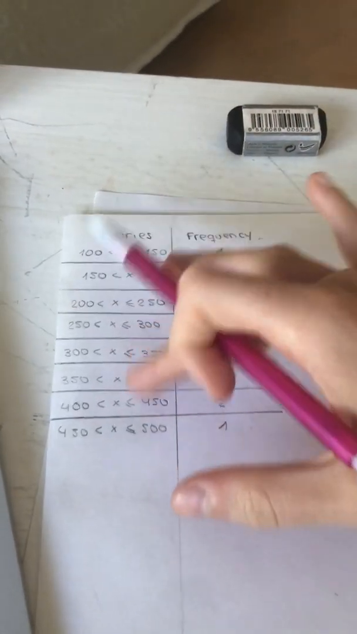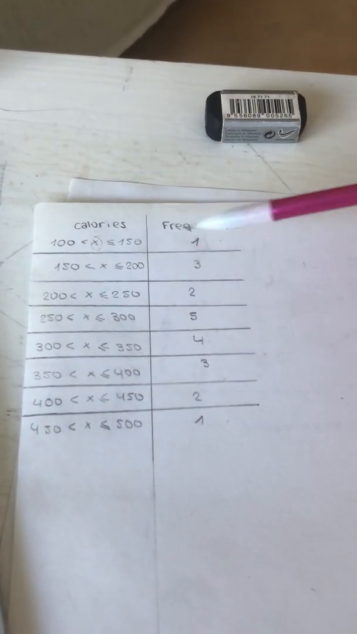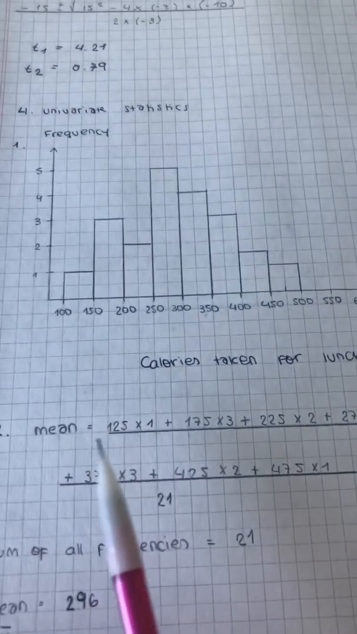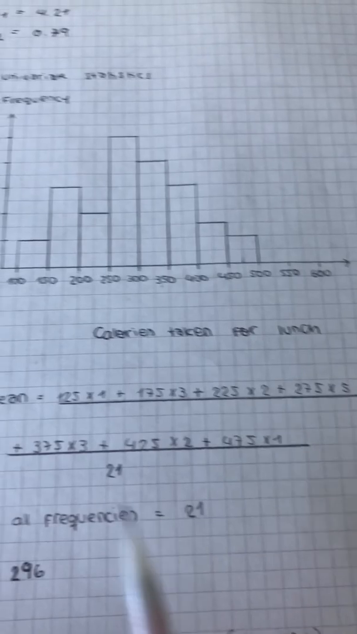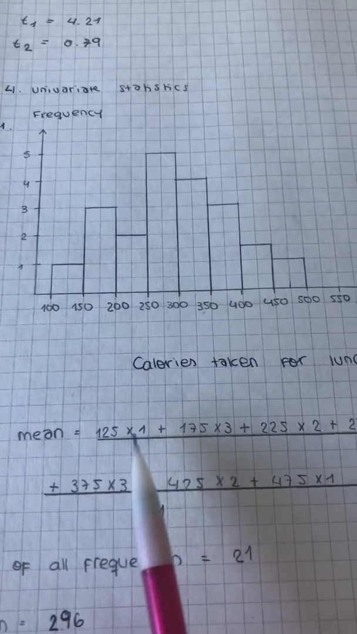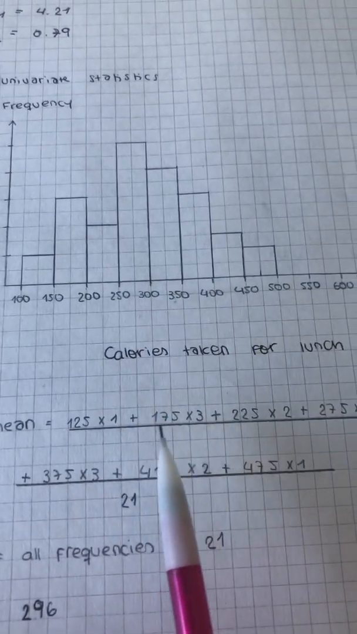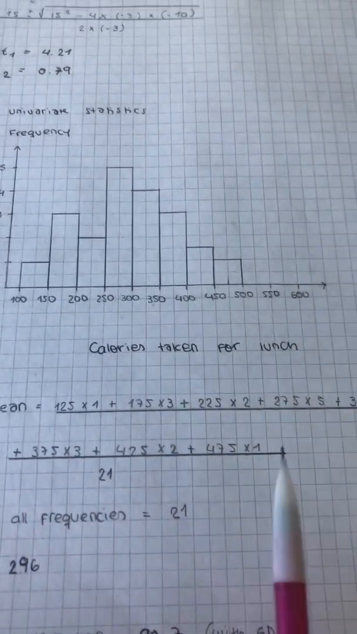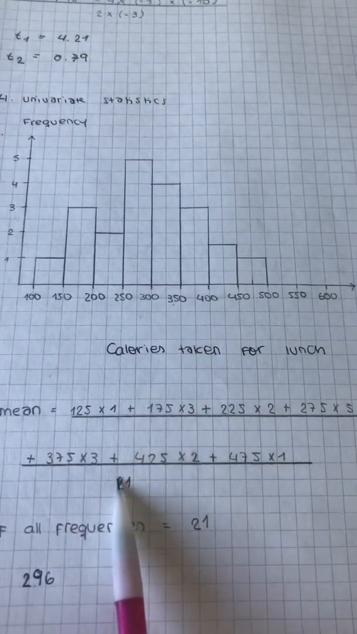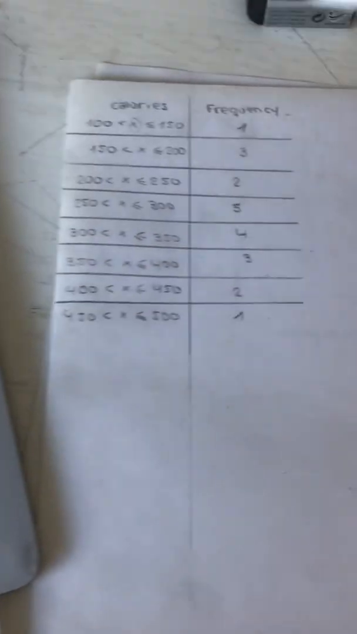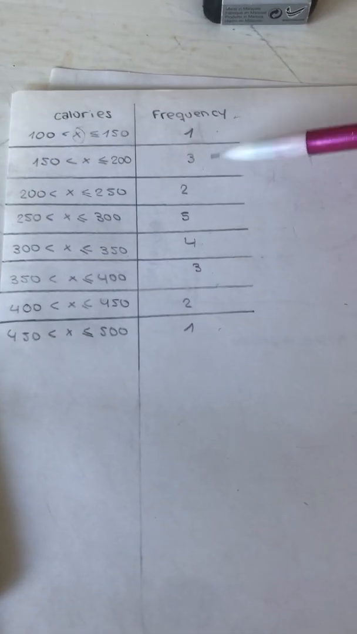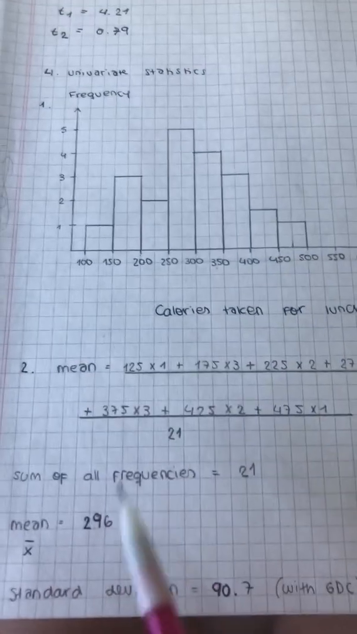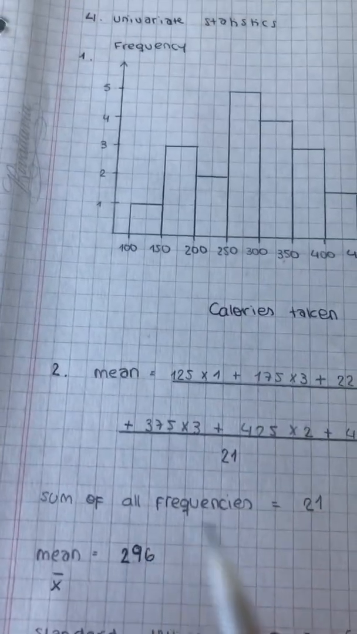Once we got all those numbers, we had to multiply them by the corresponding frequency. This is the formula that we have written down here: 125 times 1 plus 175 times 3, and so on. Then once we solved all of that, we have to divide by 21, because it's the total frequency, where we added all these numbers up and it gave us 21. Once you do that, it gives you 296.